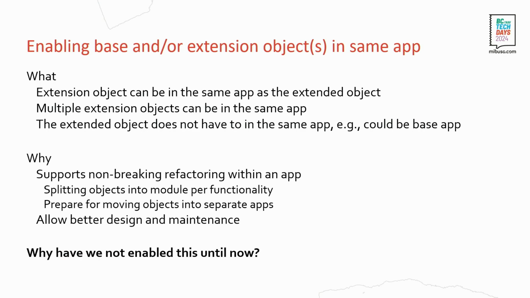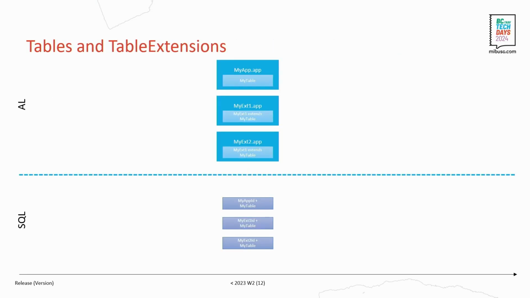So why haven't we done that until now? Because it's something we have wanted to do for many years. And actually, all our tests, when we test the compiler, actually do this. There's a couple of reasons why we didn't do it. The first and primary reason why we haven't done this before is because of table extensions.